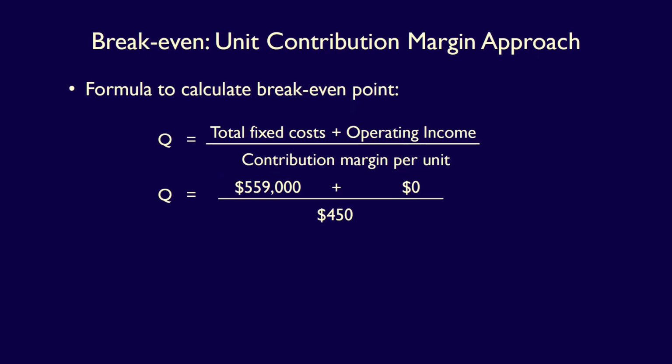We can now apply the formula to calculate the break-even point, which is Q equals fixed costs plus operating income, all divided by the contribution margin per unit. Using the updated information from David Inc., Q equals total fixed costs of $559,000 plus operating income of $0, because it's the break-even point, all divided by $450, the new contribution margin per unit. Q is equal to 1,242.222 units, which we round up to 1,243 units.